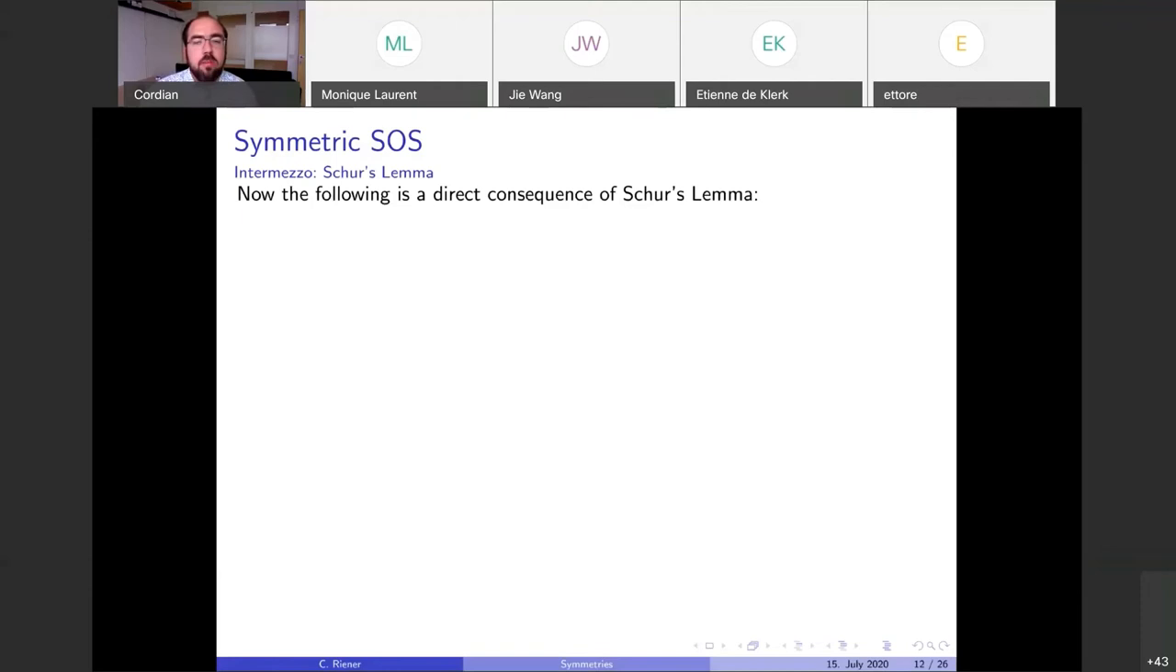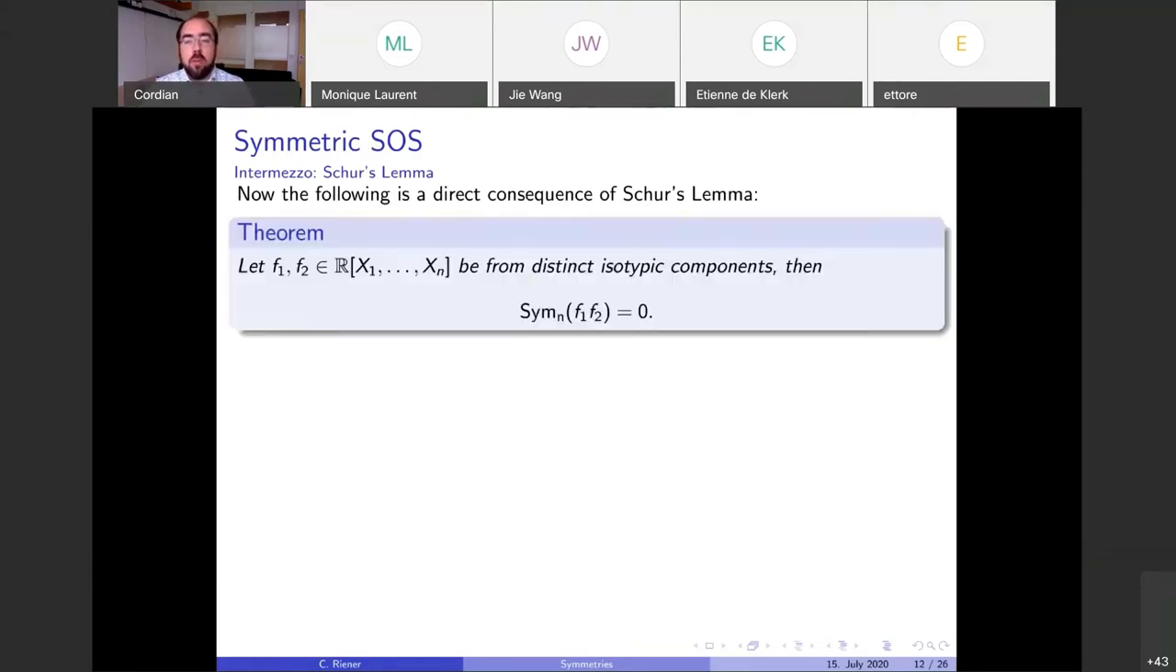But remember that we had this very interesting direct consequence of Schur's lemma. Namely, irreducible representations that are non-isomorphic cannot be mapped onto each other with an invariant homomorphism. Essentially, what you get from this, by applying it to the situation that I described upstairs, is that if you have two polynomials, F1 and F2, from two distinct isotypic components, then when I take the product of them and symmetrize this product, this has to be zero.